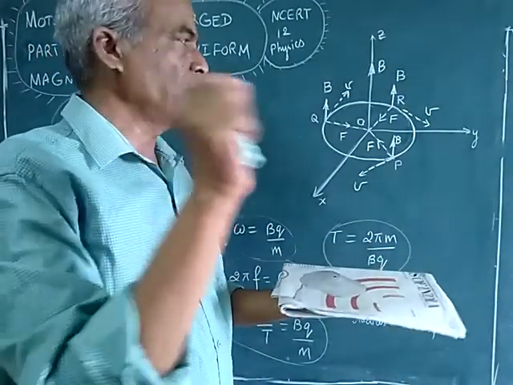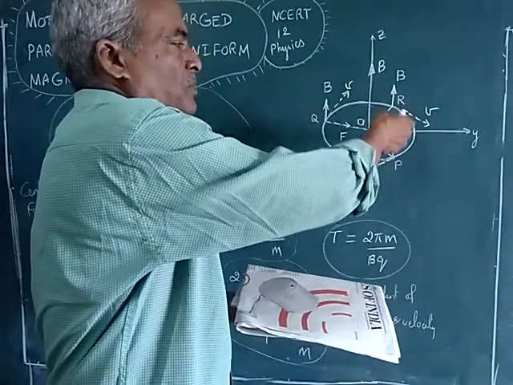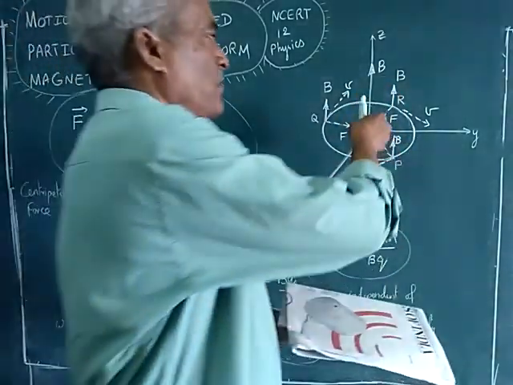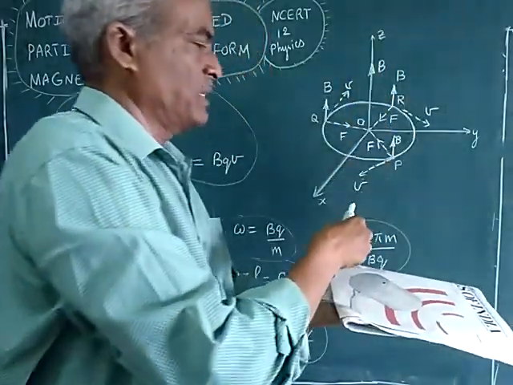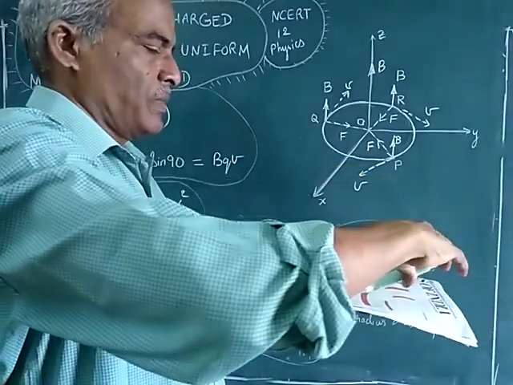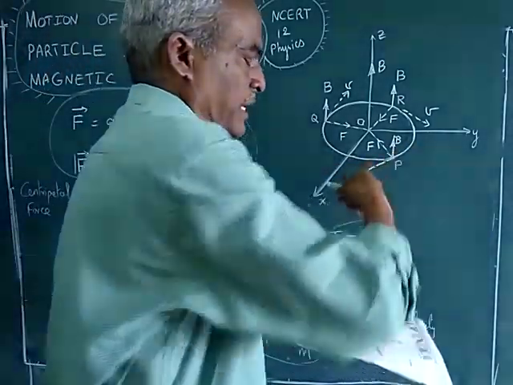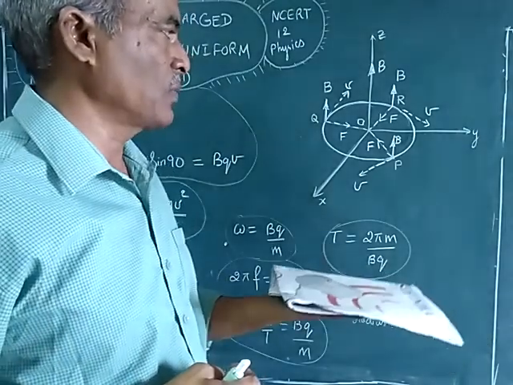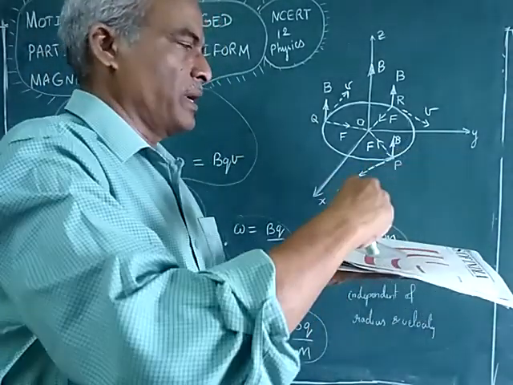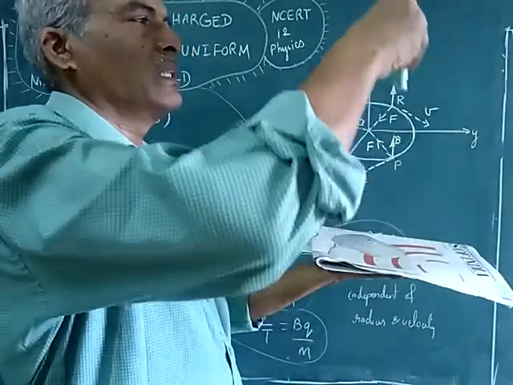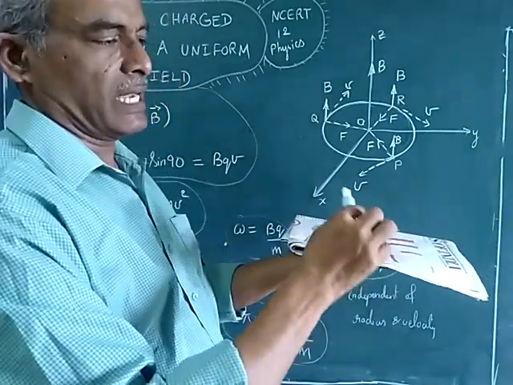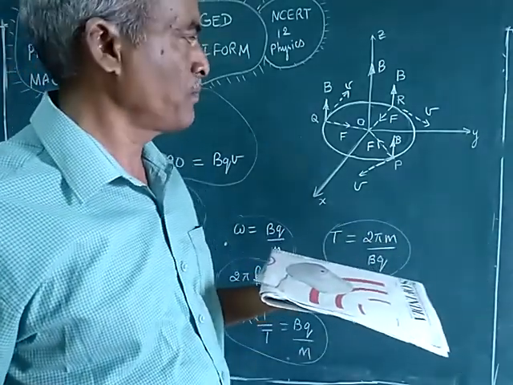We are considering 3 points in the circle: P, Q, and R. The magnetic flux density is along the z-axis. That means it is along this direction. So the velocity V at any point, if you take the tangent, that is the direction of V. If I consider this point, the magnetic field will be in this direction and the velocity will be in this direction. That means the angle between the two is 90 degrees.